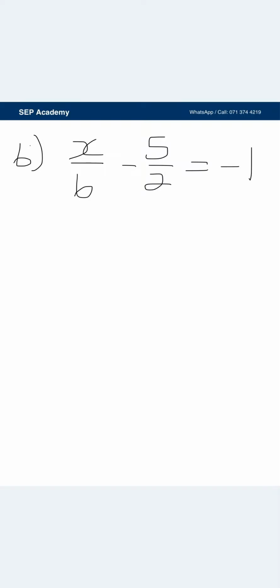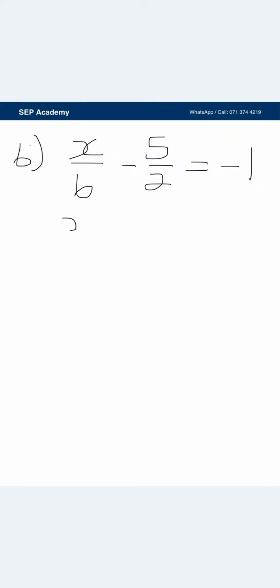So let's see. Let's say this would be example number 6. Let's say you are given x, maybe this is being divided by 6, where we minus 5 over 2, and this being equated to negative 1.